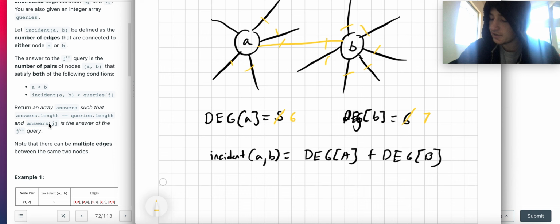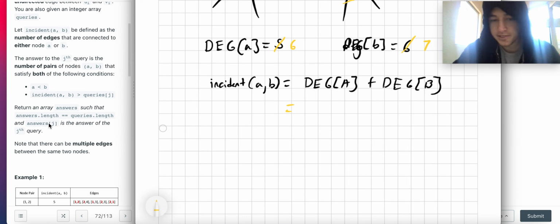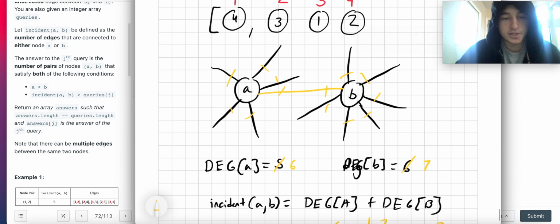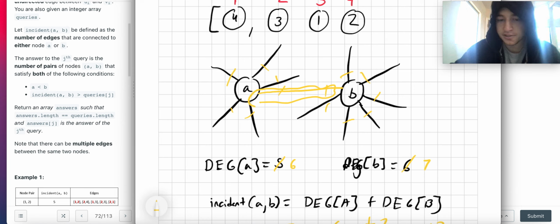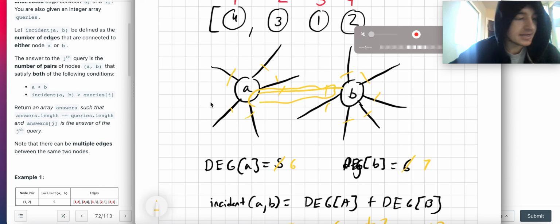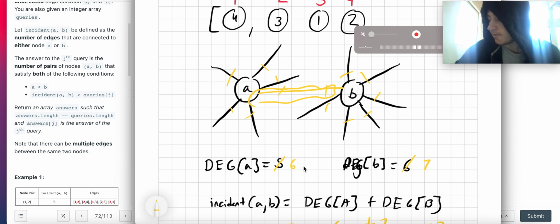1, 2, 3, 4, 5, 6. Okay? But the incident of this is not degree of A, which we said is 6, plus degree of B, which is 7, which is 13. The incident of this is not 13, it's 12. What's the issue? The issue is we're overcounting this edge here. Since there's this shared edge between these two nodes, we don't want to count it twice, because we counted it once for this A system, and we counted it once for this B system here.